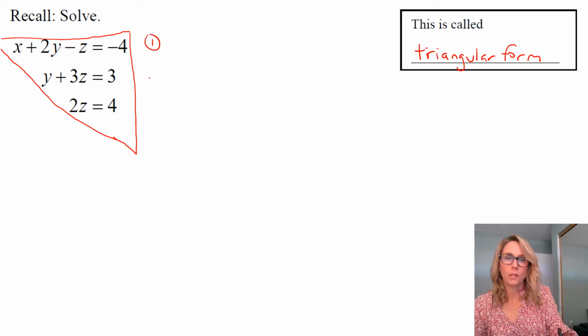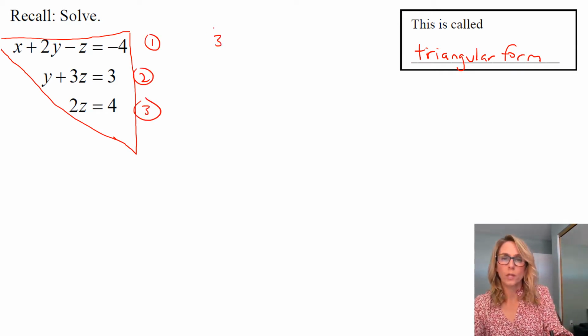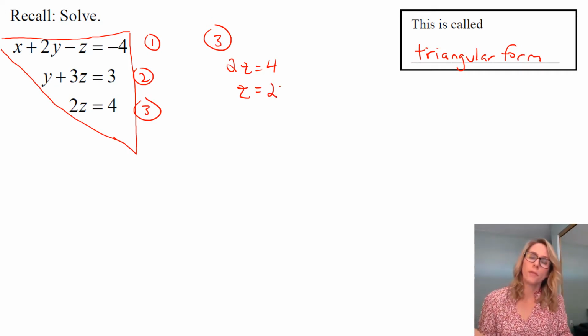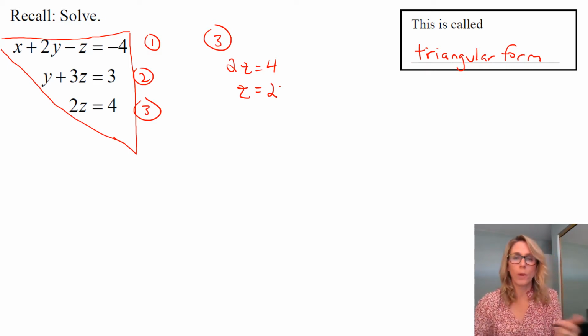So we have 3 equations here, 1, 2, 3. You can see that with equation number 3, I have 2z equals 4, where very quickly I can see that z equals 2. So now I have one of the solutions to this system of equations.